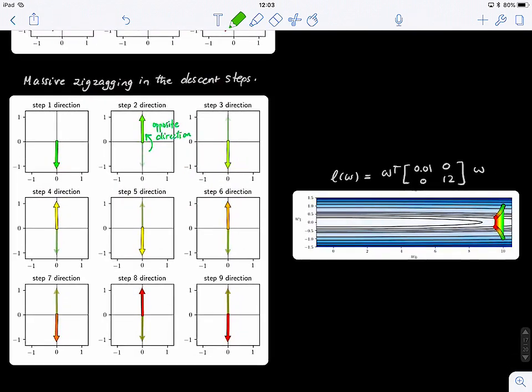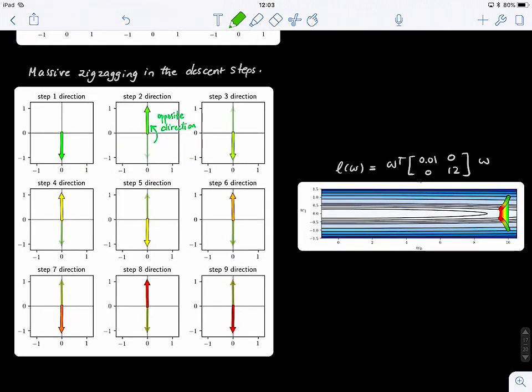Now for the third case, which is the worst one, you can see that you have completely the opposite direction. So it's like a 180-degree flip. This is why it's taking even longer.